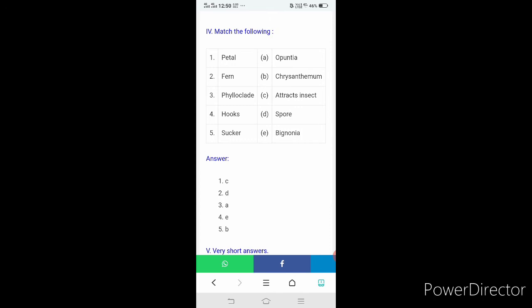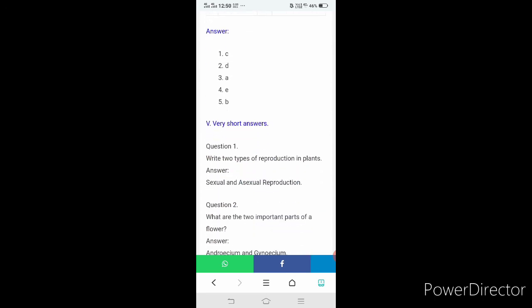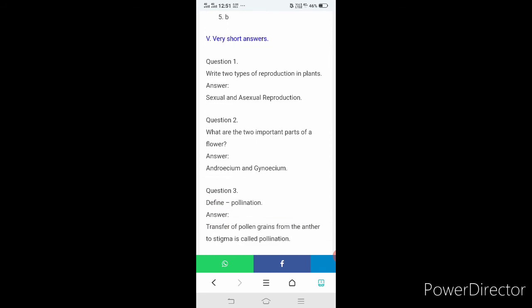So first one, petal attracts insect. Fern, spore; phylloclade, opuntia; hooks, bignonia; and sucker, chrysanthemum. Then coming to very short answer. First one, what are the two types of reproduction in plants? Sexual reproduction and asexual reproduction.